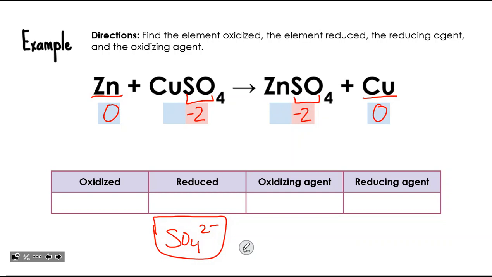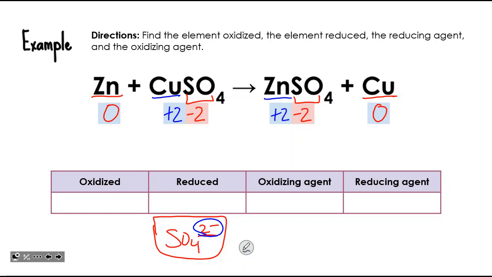If sulfate's minus 2, because we know that from looking up our polyatomic, what does that mean this copper in the compound is going to do? What's its oxidation number? It's going to be +2. Very good. What is this zinc's oxidation number going to be? Also +2. Very good.